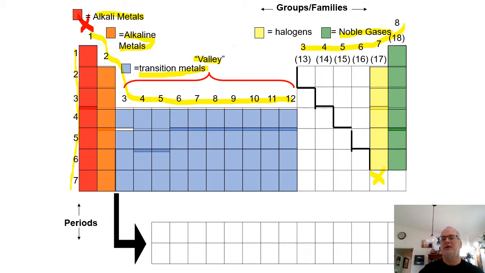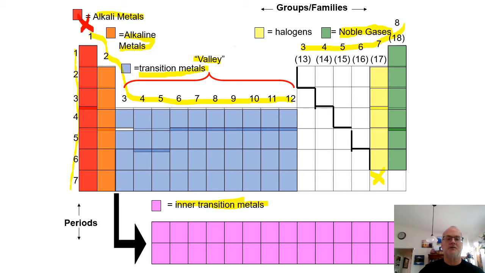So the colors that we're going to need are the following. So far you're going to need red, orange, blue, yellow, and green. And then the last color that we're going to use is purple, and that will be for the inner transition metals, which are this strip down here that really all fit on that little line between 6 and 7. So those are the colors that you're going to need to have available to do this.